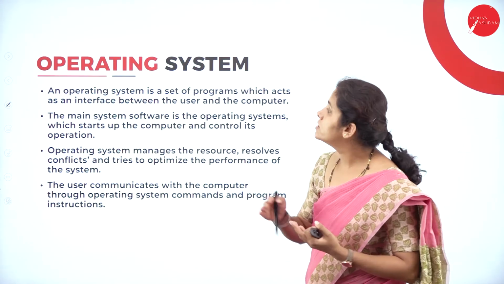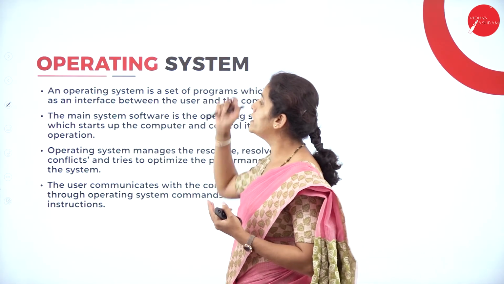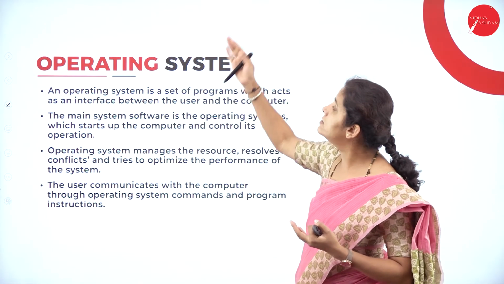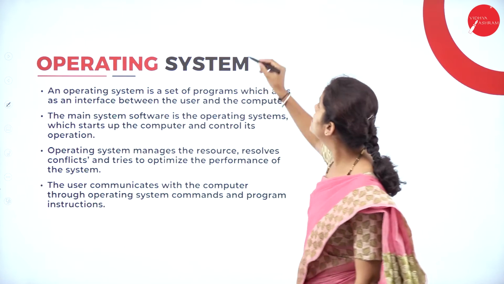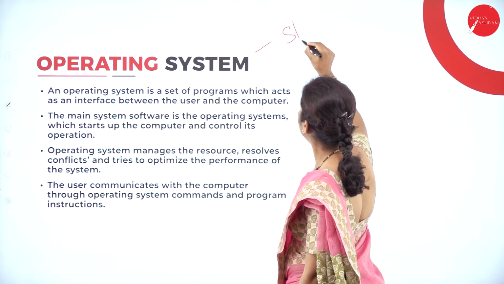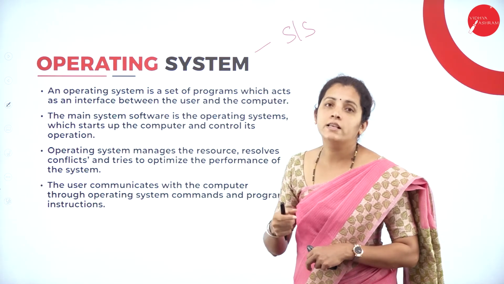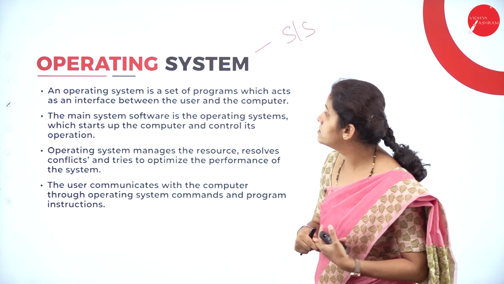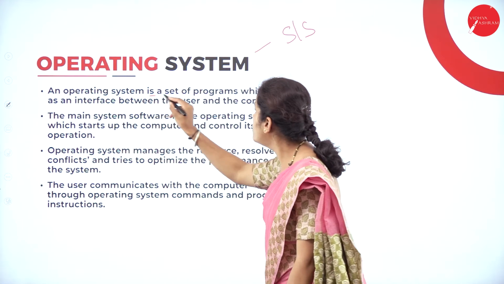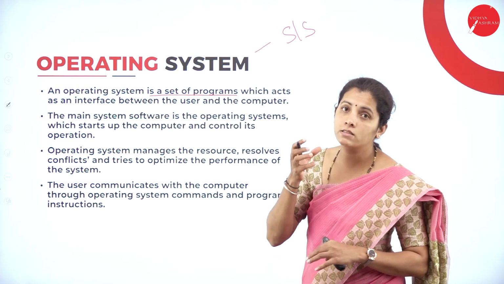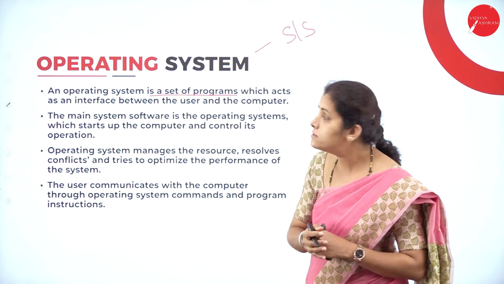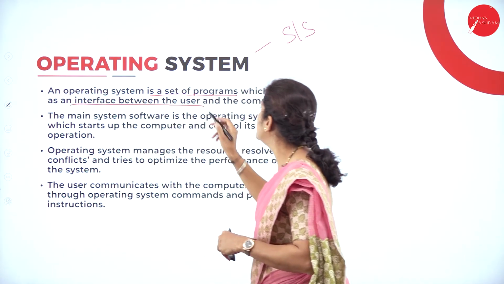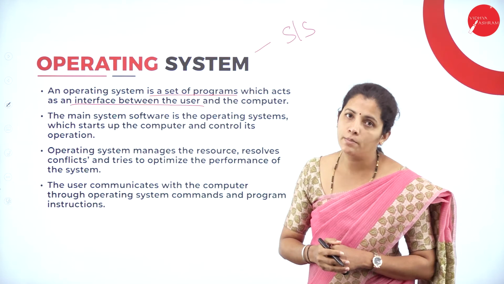In today's session, I'm going to deal with operating system. So what is an operating system? Here, the operating system is an example of system software. I repeat, it is an example of system software. An operating system is a set of programs or instructions which act as an interface between the user and the computer system.